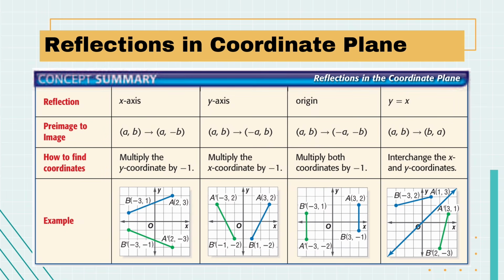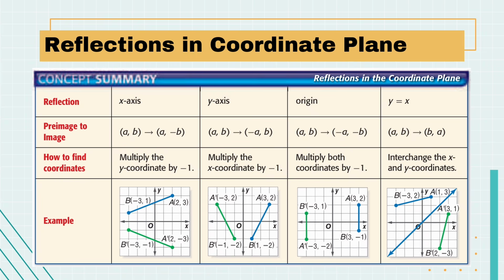Now we move to reflections on the coordinate plane. When we reflect points in the coordinate plane, we usually follow coordinate rules. For example, when reflecting a point over the x-axis, the x-coordinate stays the same, but the y-coordinate changes sign. So the rule is, a point (x, y) becomes (x, -y). For example, if the point is (3, 4), its reflection over the x-axis is (3, -4).